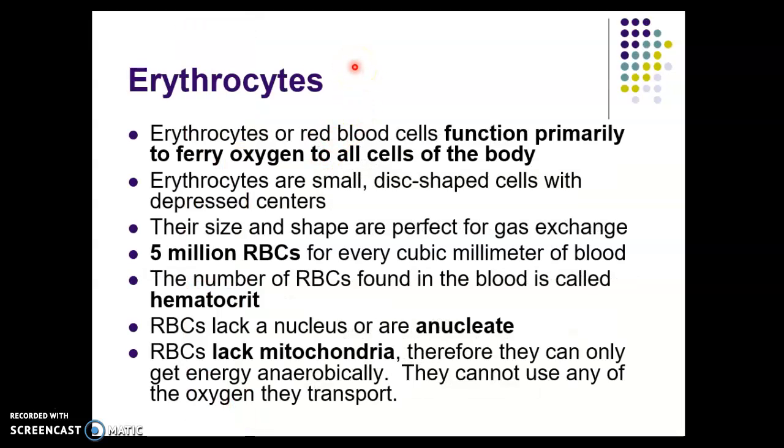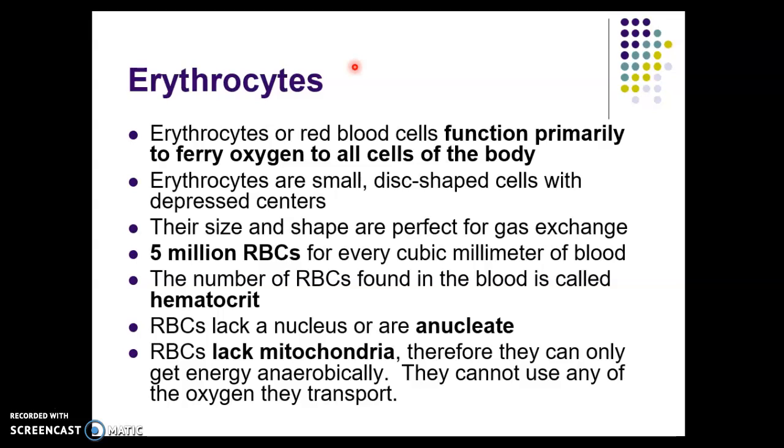All right, so let's get into the jobs of our formed elements. Erythrocytes, or red blood cells, their job is to carry oxygen. They're small, they're disc-shaped, they look like a donut without the center cut out. Again, we have about 5 million red blood cells per cubic millimeter of blood, and the number of red blood cells found in blood is called their hematocrit, and it's got to be a certain normal healthy value, and it's different for males and females.